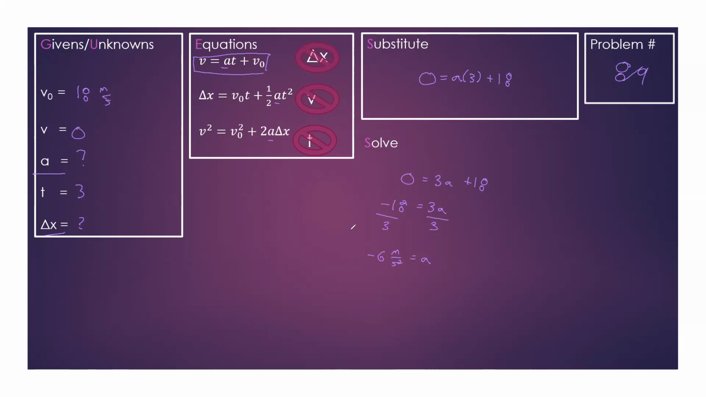Now, this should make sense because you are slowing down. Now, do not get caught by thinking that just because you're slowing down, your acceleration must be negative. Slowing down means your velocity and your acceleration are opposites.